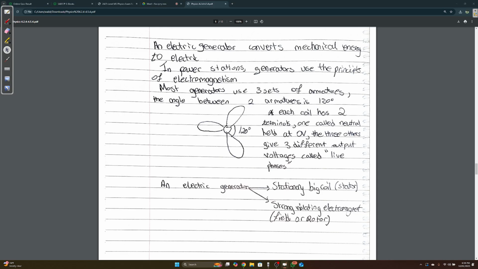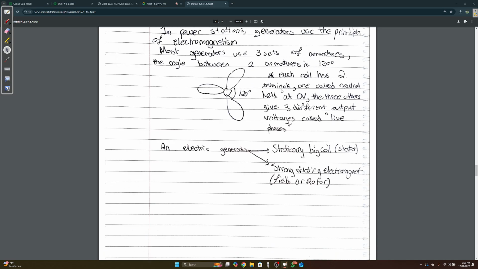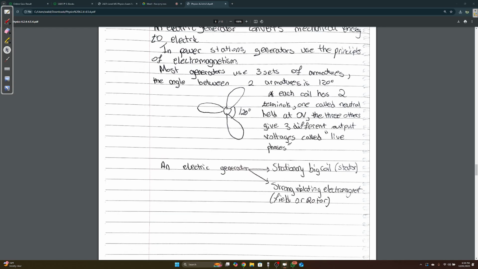Okay, now electrical generator. You know, a generator converts mechanical energy to electric. Okay, you start spinning and you get electric. In power stations, generators use the principle of electromagnetism. Most generators use 3 sets of armatures. This is in the book. I'm just going over it. I don't know if there's questions on it, but I'm going to go over it for the sake of going over it, okay? So most generators use 3 sets of armatures.